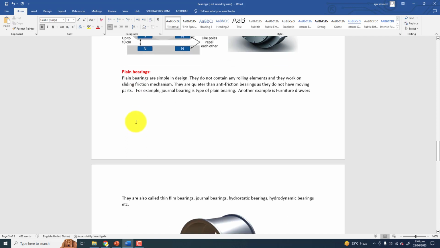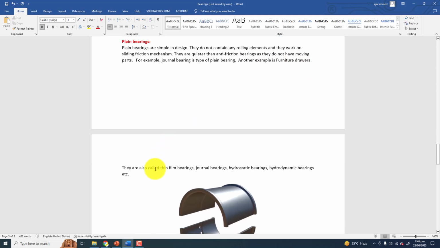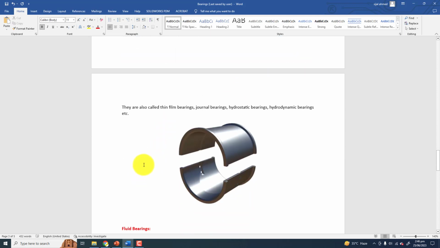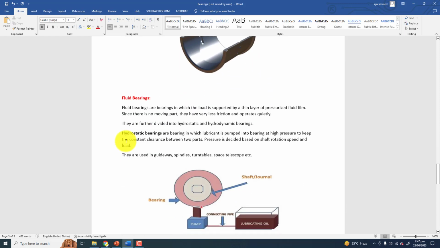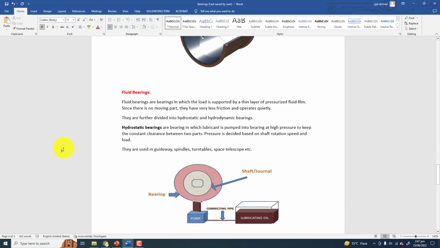And the main example you can see for general bearings is the plain bearing. Another example you can see is furniture drawers. Some of them are also called thin film bearings, general bearing, hydrostatic bearing, hydrodynamic bearing, etc. And now we come to the main bearings, which we are basically going to solve in this CFD exercise or the course or the workshop.